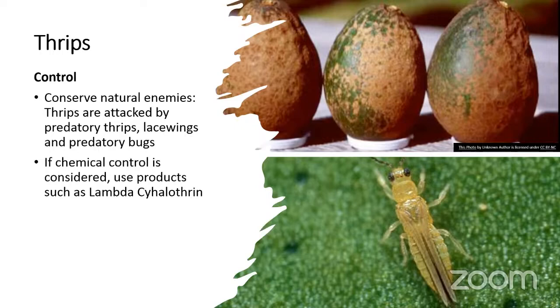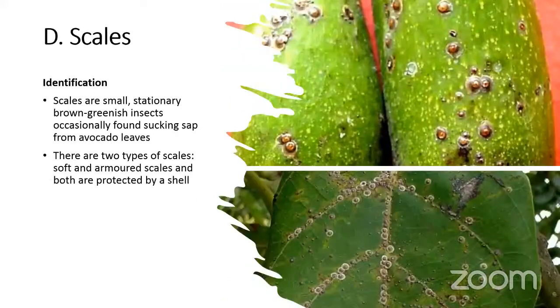So the natural enemies which you use are predatory thrips, lacewings, and the predatory bugs. And if you have to use chemicals in markets where they allow chemicals, you can use lambda. Lambda also controls the thrips very well. You can go to the next slide on scales. I'm on the next slide, sir.